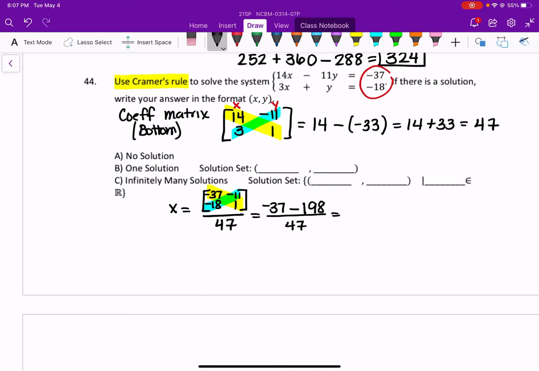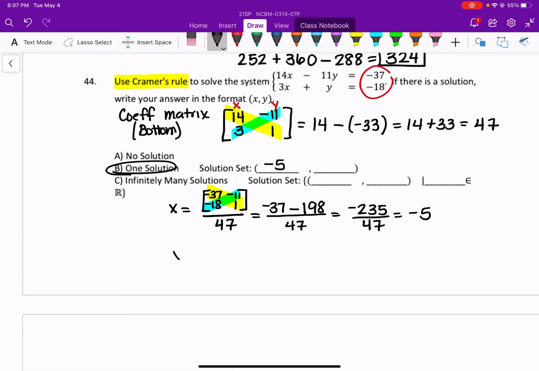When we add those together, that's going to give us negative 235 over 47. And when we do that division, we get negative 5. So again, we know this is going to be one solution. We know our x value is going to be negative 5.